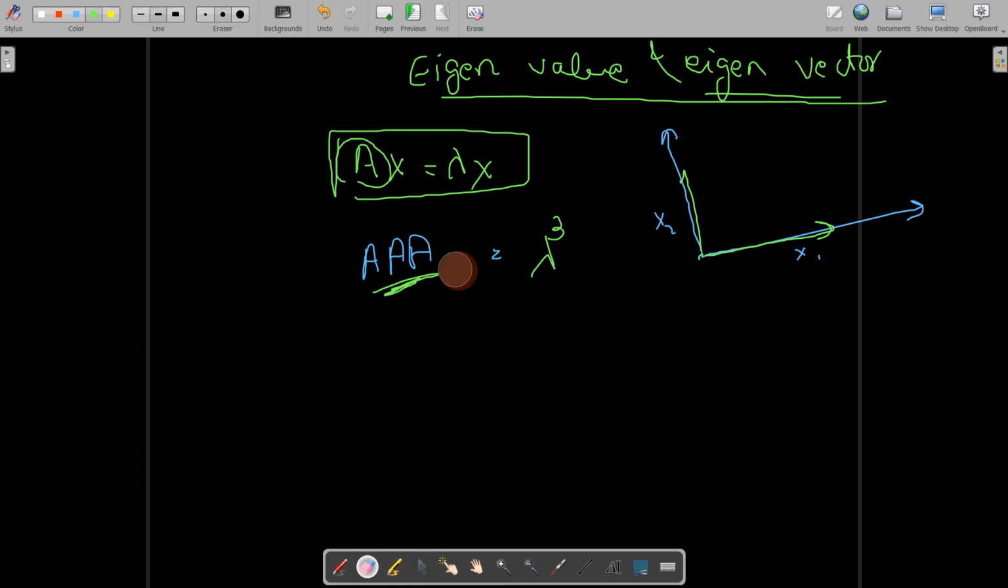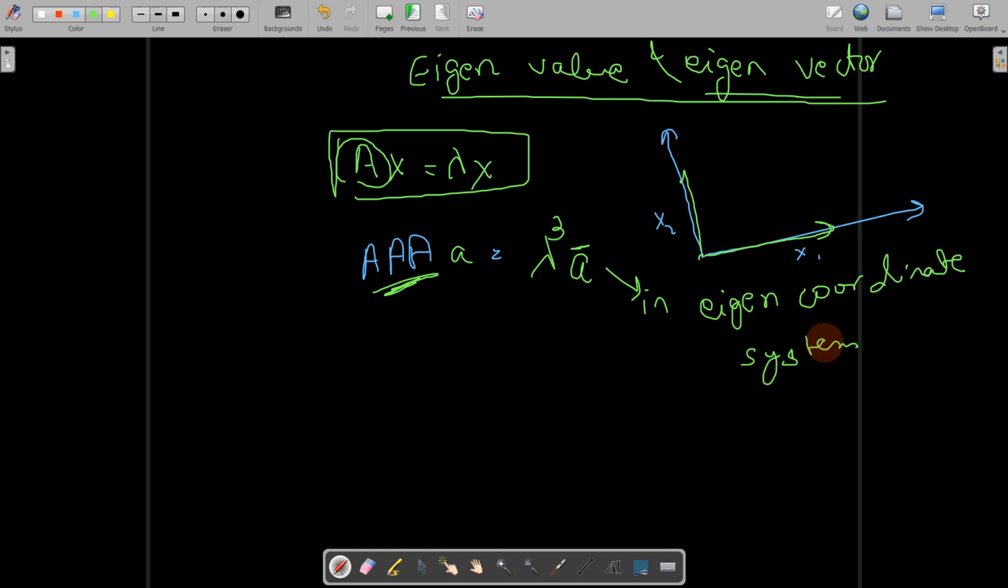Let us write this vector A nothing but in the eigen coordinate system, lambda cube times that vector A in the eigen coordinate system. That means you don't have to do that many matrix multiplications. That saves time and gives you results faster. That is the benefit of the eigen coordinate system. So let us understand, let us erase this.